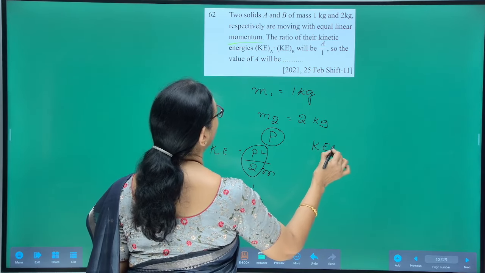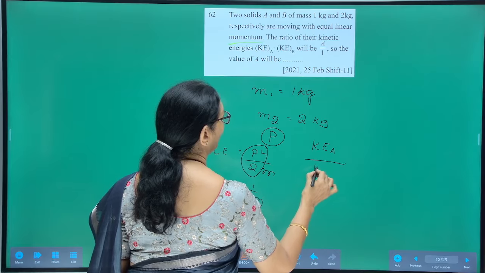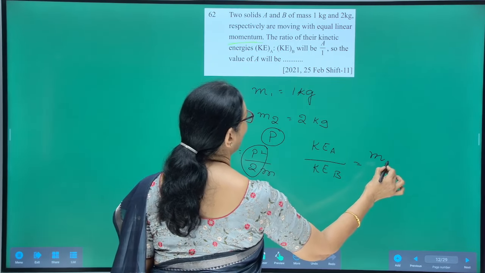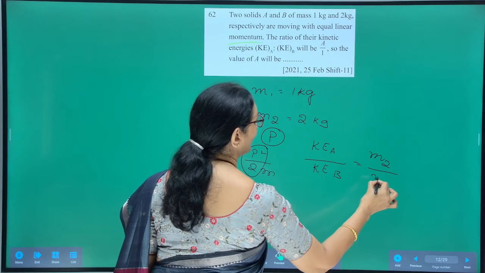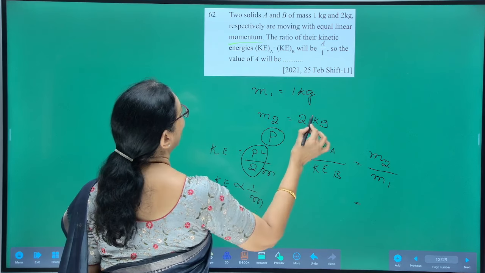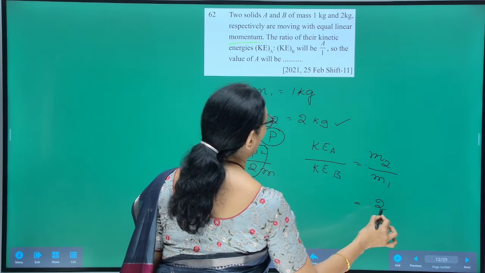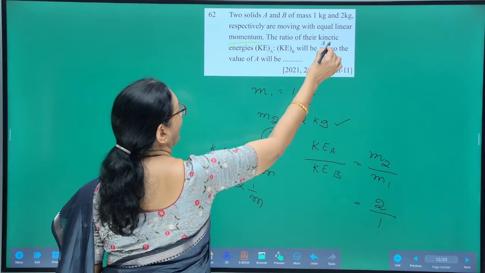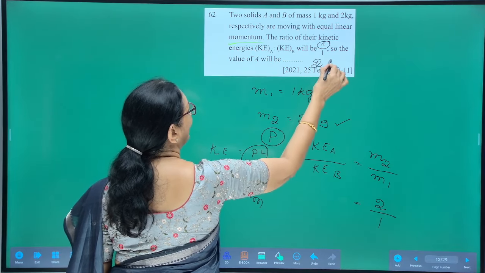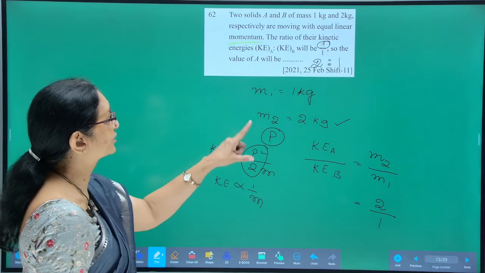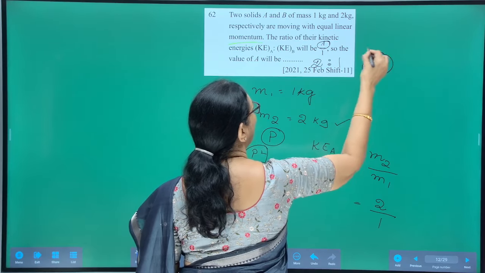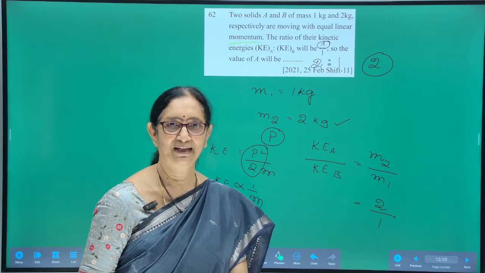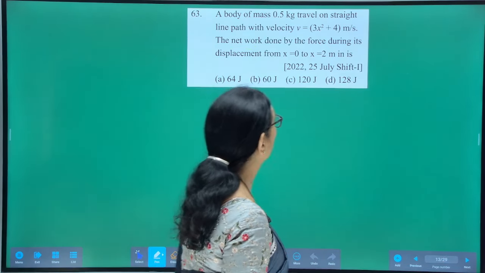So, KE of the first body by KE of the second body is equal to the mass of the second body by the mass of the first body. Mass of the second body is given as 2 kg, mass of the first body is given as 1 kg. The ratio is 2:1. So, in place of A, you have 2. So, the answer is 2 here. Okay, both are similar models. Move on to the next problem.